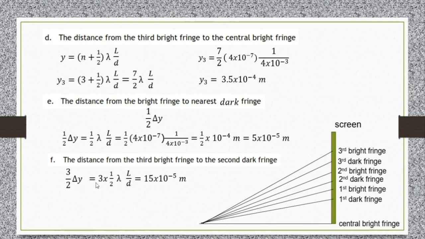So 3 times a half lambda L over D. It will be equal to 15 times 10 to the minus 5 meters, because previously we have calculated a half lambda L over D, or a half delta y, which is equal to 5 times 10 to the minus 5 meters. That is the distance from the bright fringe to the nearest dark fringe. So this is a half delta y, half delta y, a half delta y. We have 3 over 2 delta y.